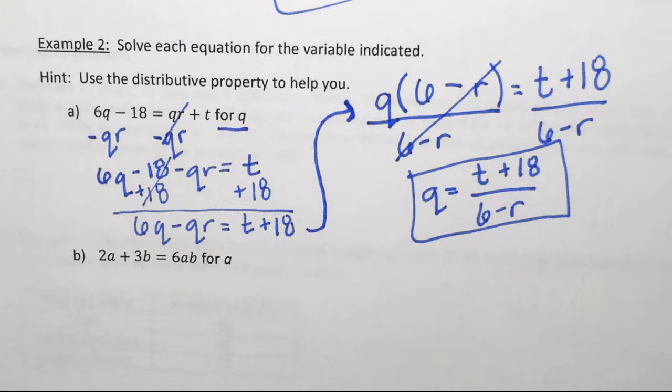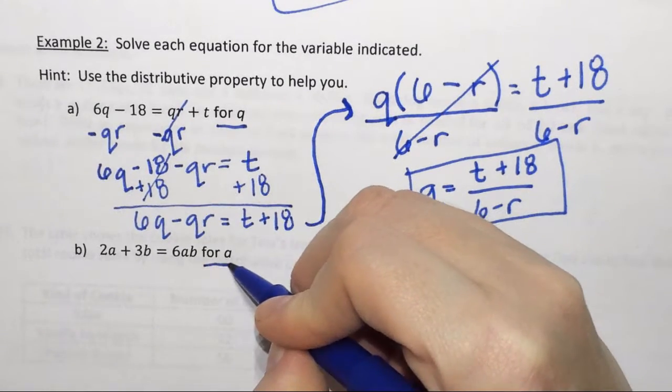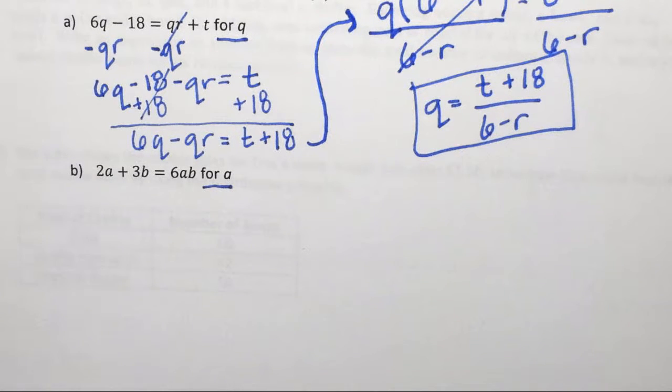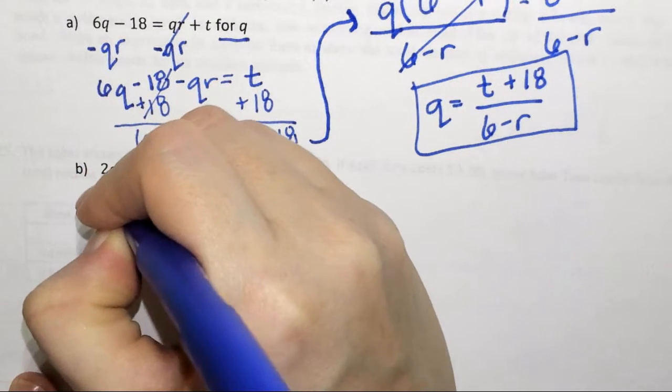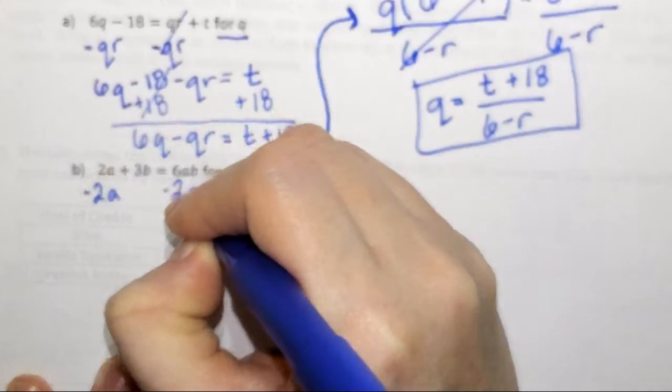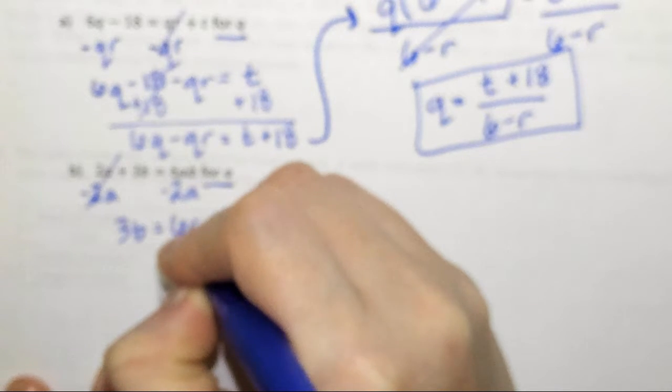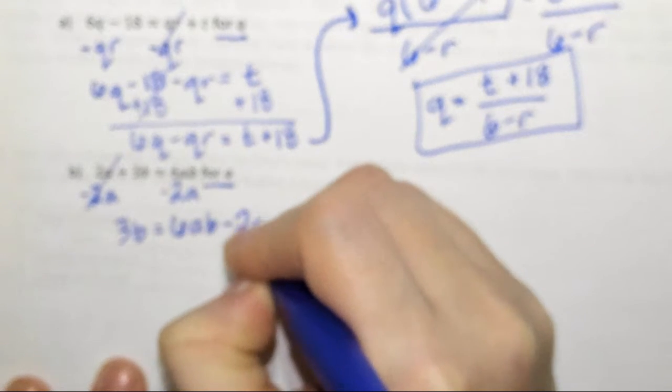Okay, let's do B. B is the same kind of thing. This time we're going to solve for A. So our first step is we want to get all the terms with A on one side. Any ideas of what we could do? Jack? Yes, that's exactly what I would do. I would subtract 2A. So then I have 3B is equal to 6AB minus 2A.